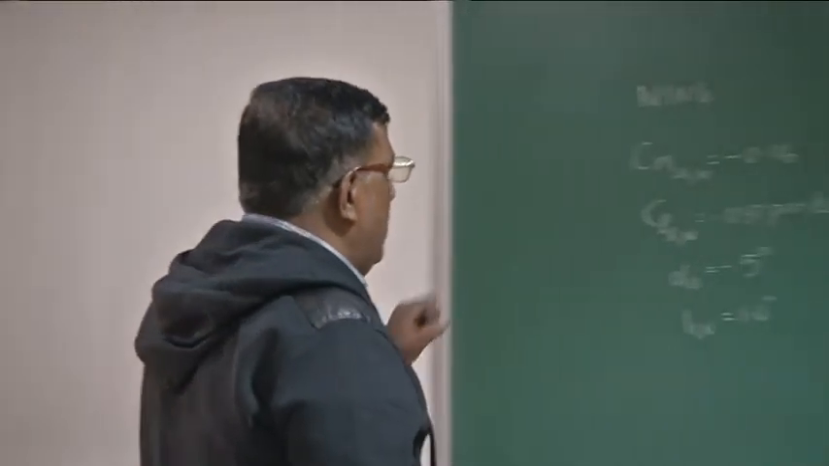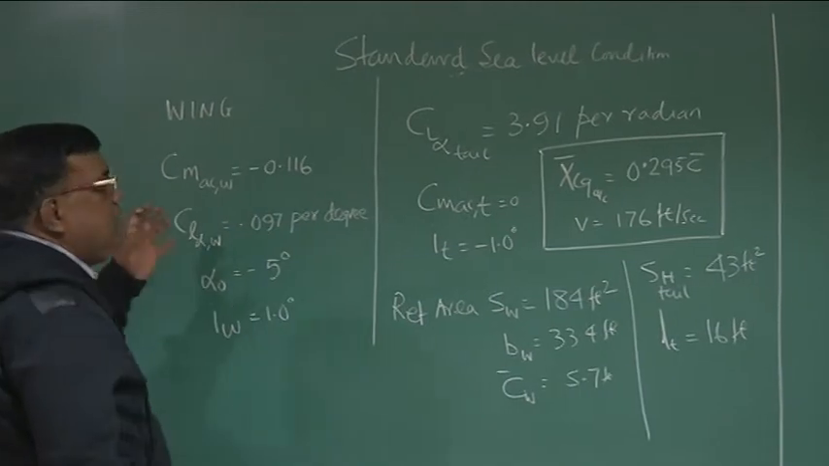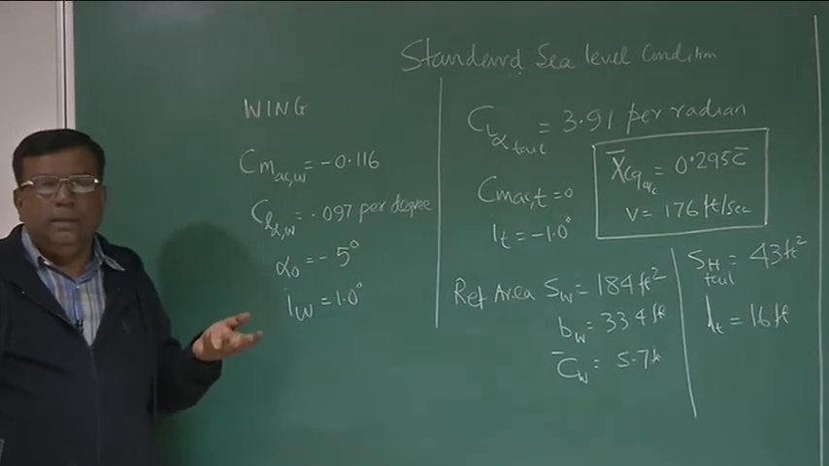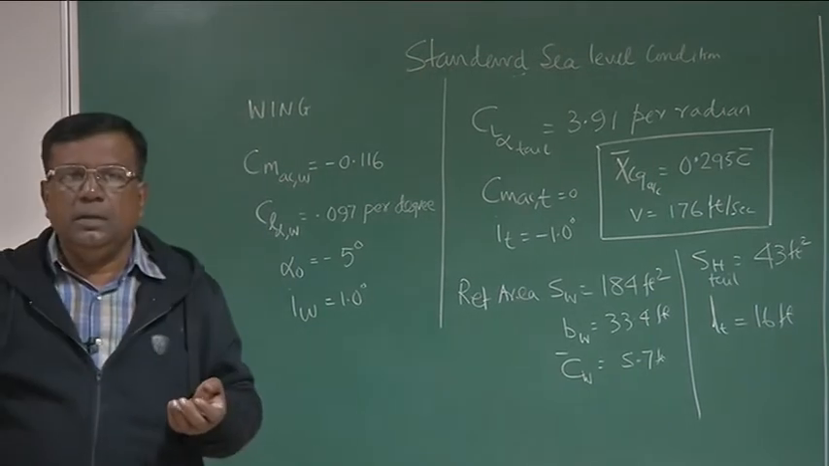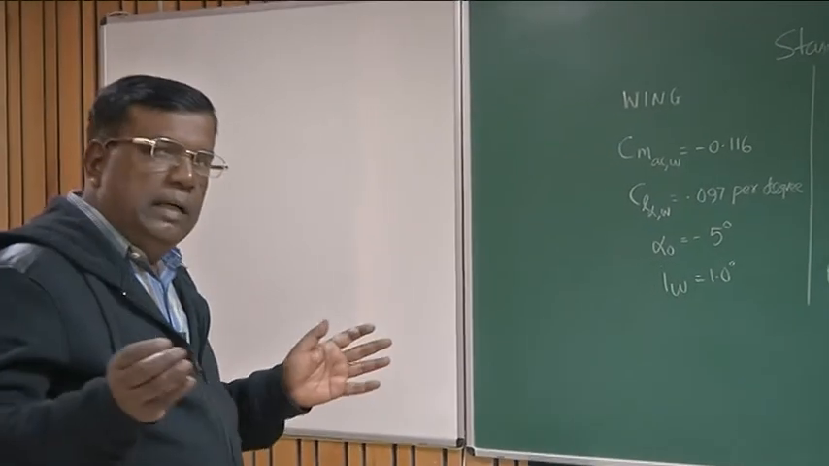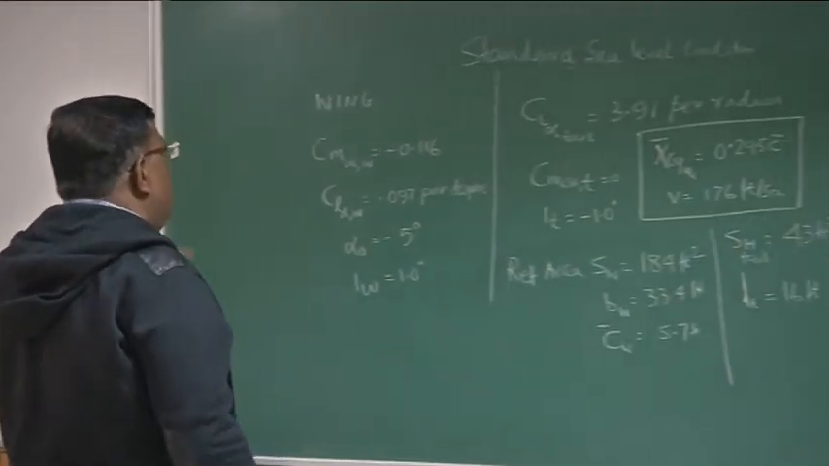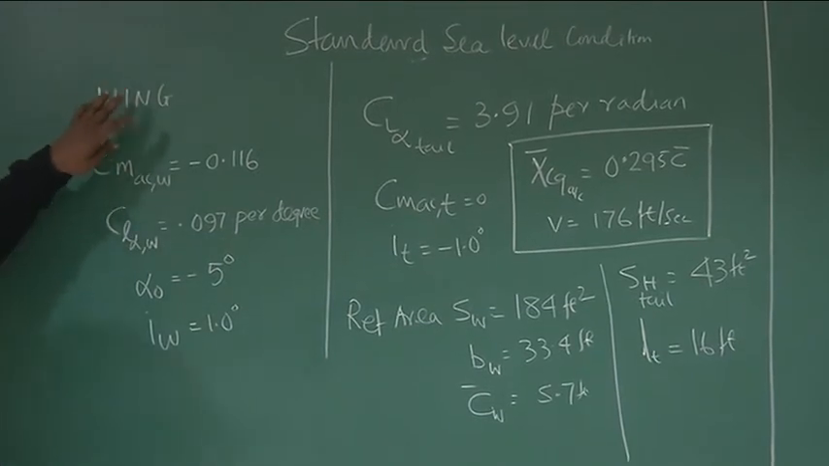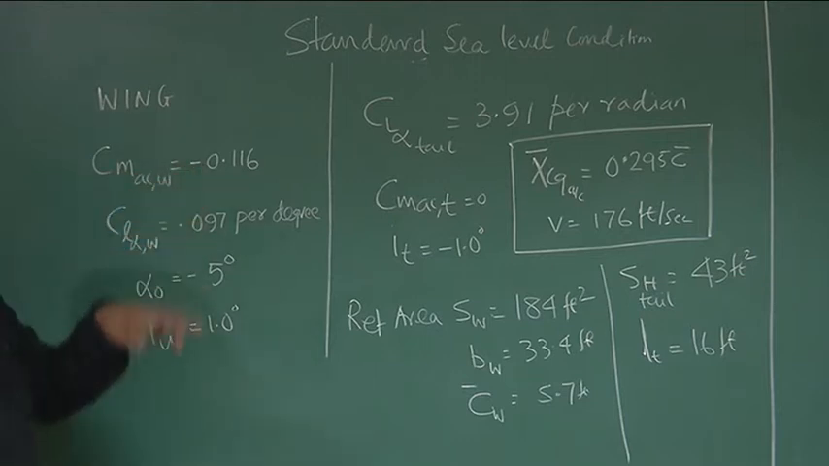See, I have given some numbers for a general aviation aircraft. Typically, these aircraft are below 1500 kg class. It could be Cessna 182, it could be Piper Saratoga, around that family of aircraft. What is the information we have? Let us first understand this information. About wing, what is said? CMAC wing is minus 0.1116.